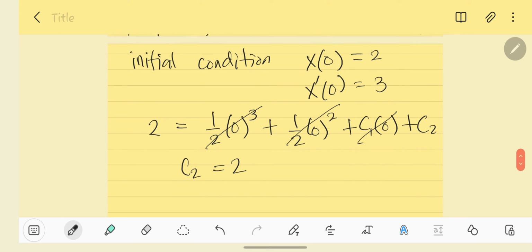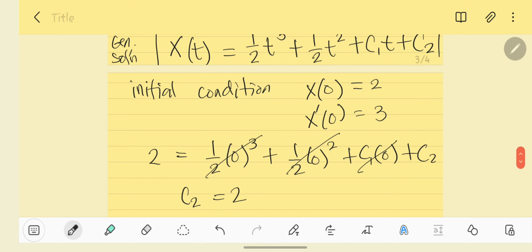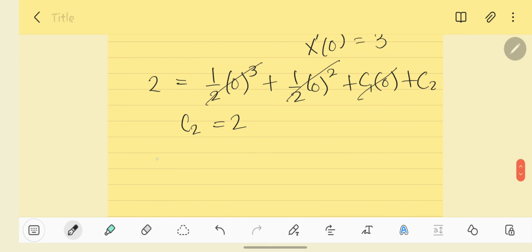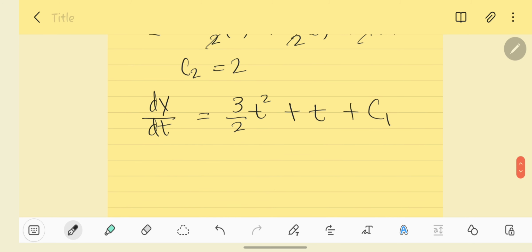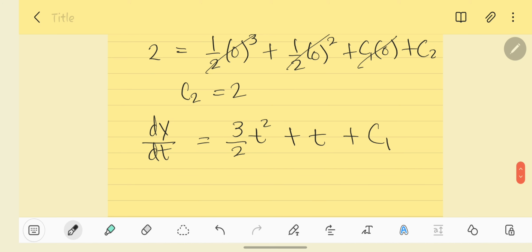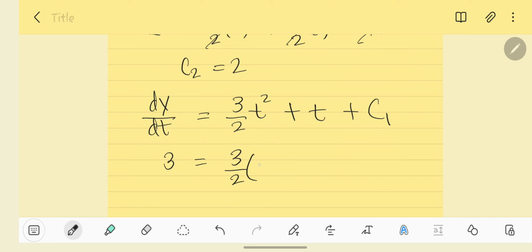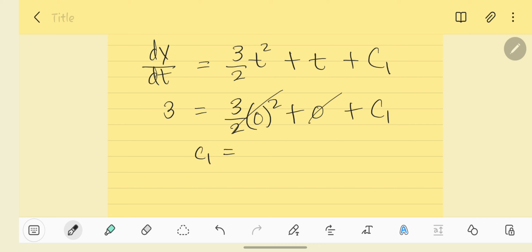And then substituting the first derivative when time is equal to 0, dx over dt is equal to 3. So our dx over dt is equal to 3/2 t squared plus t plus c1. Substituting the values, when time is equal to 0, dx over dt is equal to 3. So this now becomes 3 equals 3/2 times 0 squared plus 0 plus c1. Now c1 becomes 3.